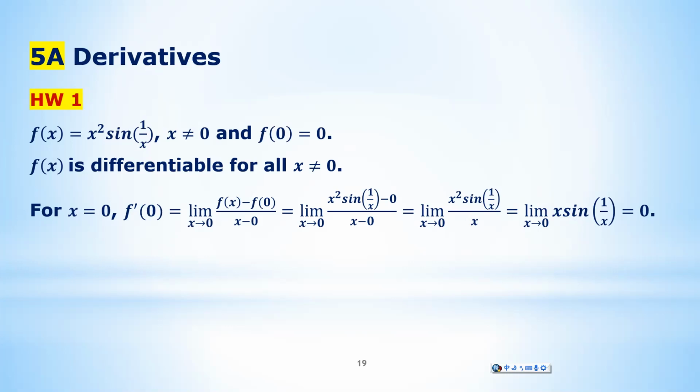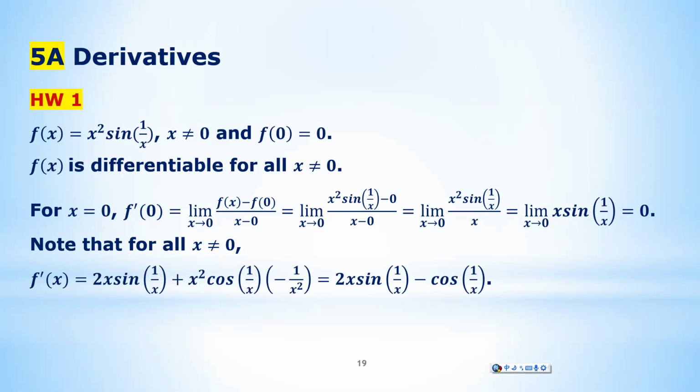But the second part of the problem is to show that even though the function is differentiable at every point, including 0, the derivative of the function is not continuous at 0. Okay, so the second part.